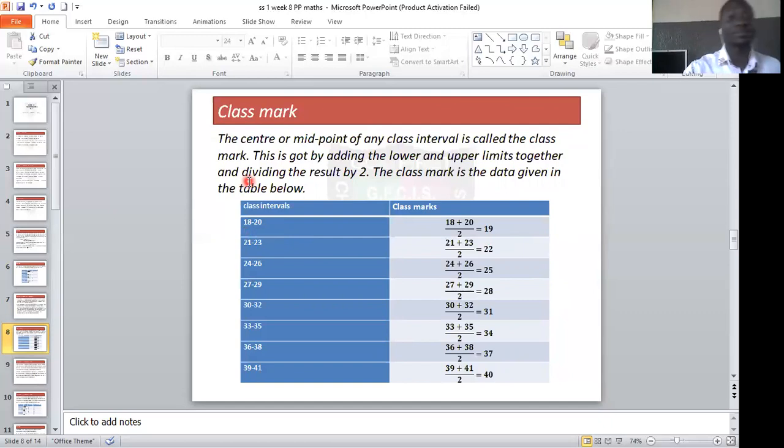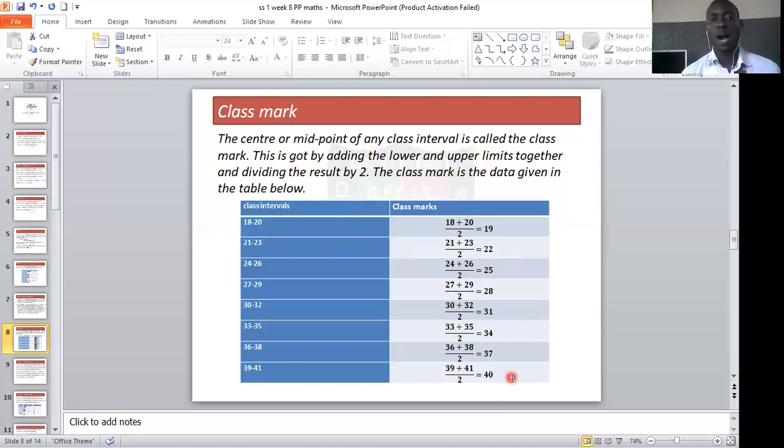From the notes, it says the center or midpoint of any class interval is called the class mark. The middle number of any class interval is called the class mark. This is got by adding the lower class limit and the upper class limit together and dividing by 2. So for 21 to 23, 21 plus 23 divided by 2 will give you 22. For the last class interval, 39 plus 41 divided by 2 will give you 40.